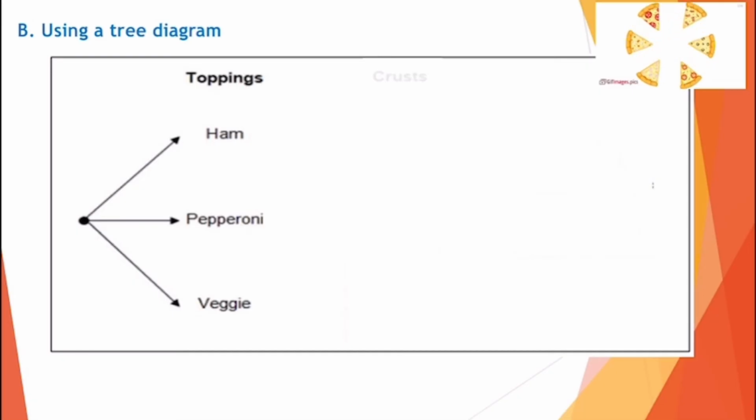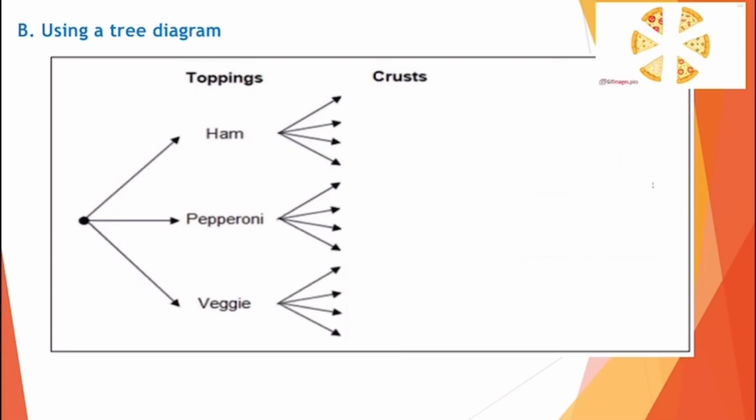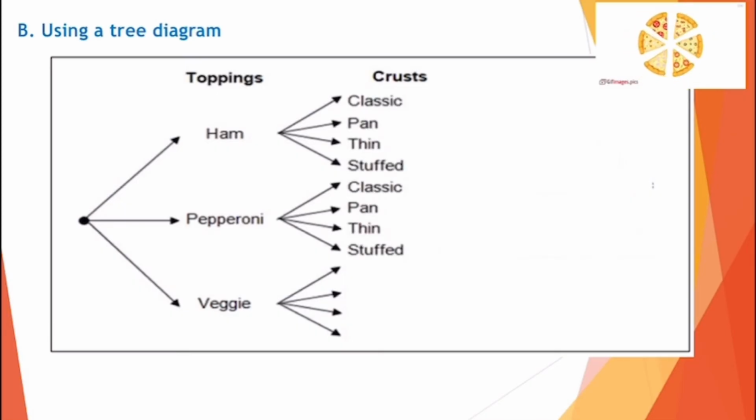Next, we all know that we have 4 kinds of crust. So for each topping, let's make 4 lines, and those 4 lines in each topping represent the crust. We have the classic, pan, thin, and stuffed; classic, pan, thin, and stuffed; and classic, pan, thin, and stuffed. So now, after this, we will have our choices. Let's write our choices now.